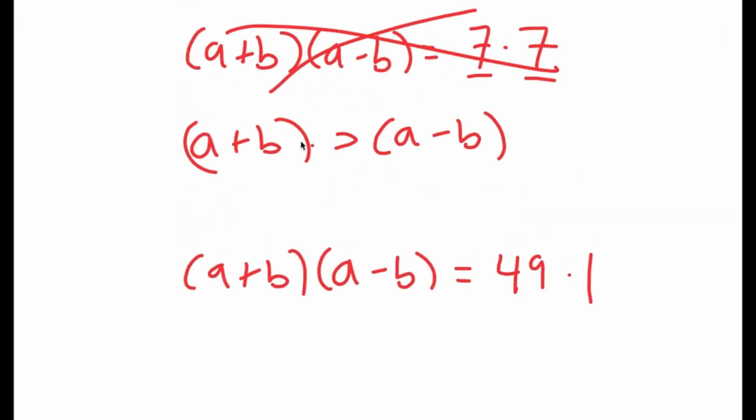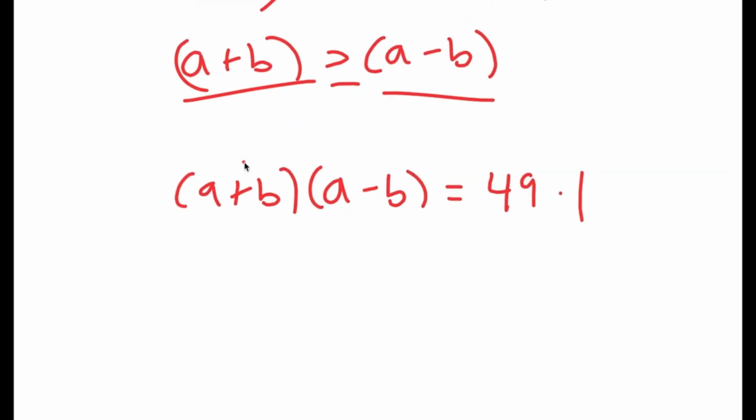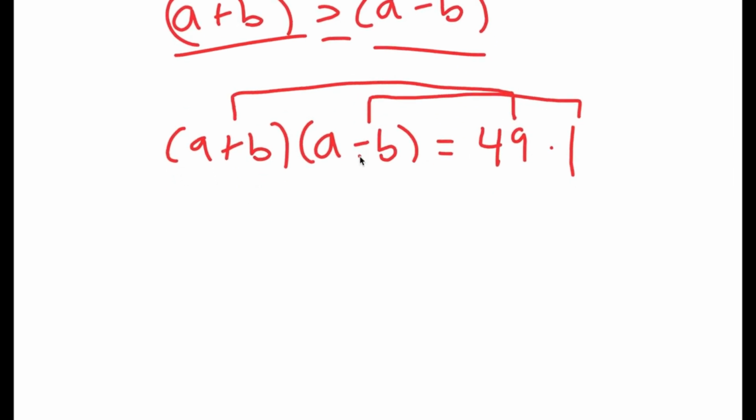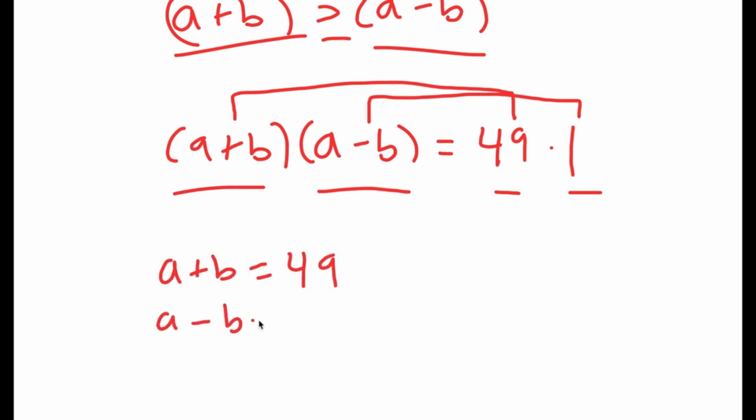So because a plus b is greater than a minus b, we can say that a plus b is equal to 49 and a minus b is equal to 1, because 1 is less than 49 and a minus b is less than a plus b. And this is also in the form a number times a number. So we can say that a plus b is equal to 49 and a minus b is equal to 1.